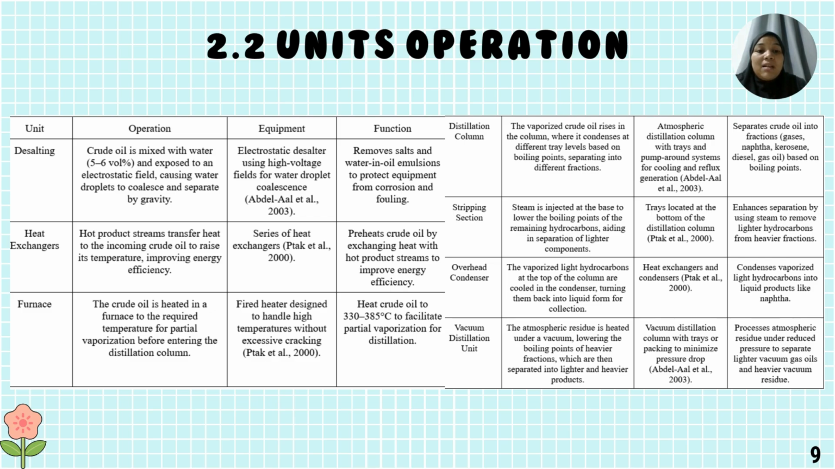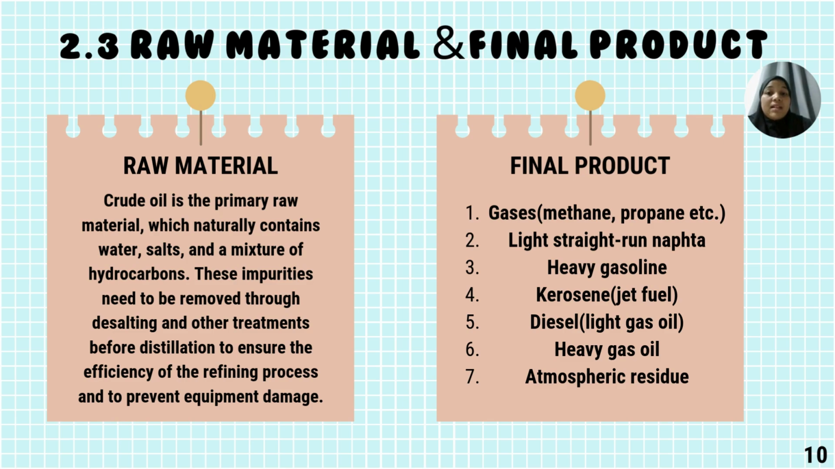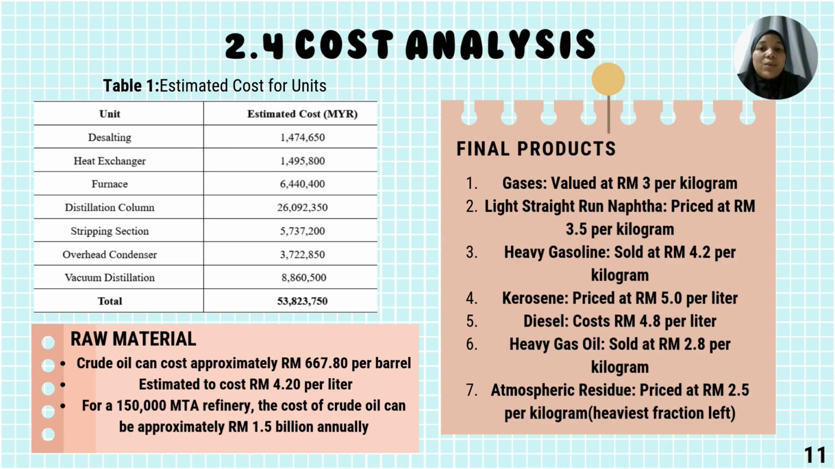And the last one is the vacuum distillation unit. The atmospheric residue is heated under a vacuum, lowering the boiling points of heavier fractions, which are then separated into lighter and heavier products. So the equipment is a vacuum distillation column with trays or packing to minimize pressure drop, and it processes atmospheric residue under reduced pressure to separate lighter vacuum gas oils and heavier vacuum residue. The raw material is crude oil, which is the primary raw material, and naturally contains water, salts, and a mixture of hydrocarbons. These impurities need to be removed through desalting and other treatments before distillation to ensure the efficiency of the refining process and to prevent equipment damage.